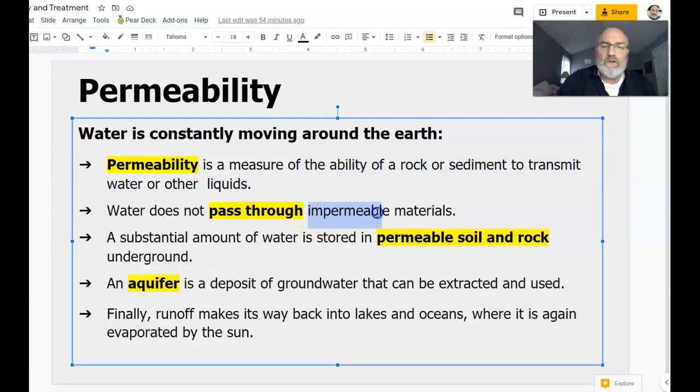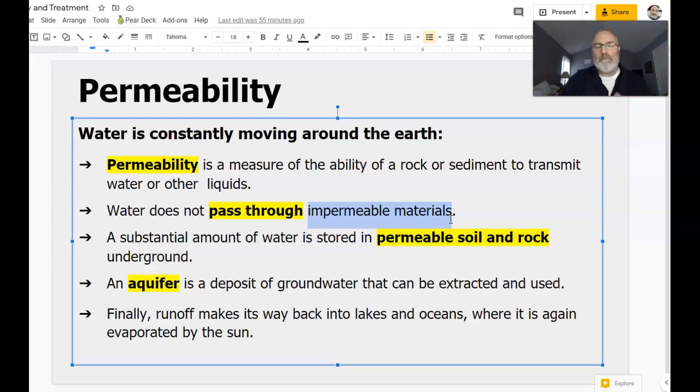In fact, you can see here that if sediments or rocks are impermeable, then water will not pass through it. That's an important word. Either way, that idea of permeability allows water to seep into our ground and then get stored there. Isn't that wild?